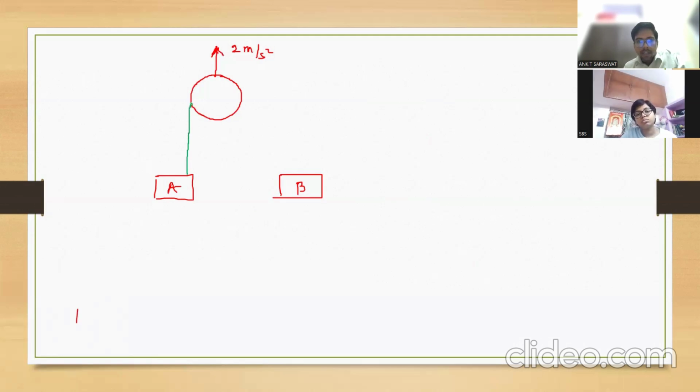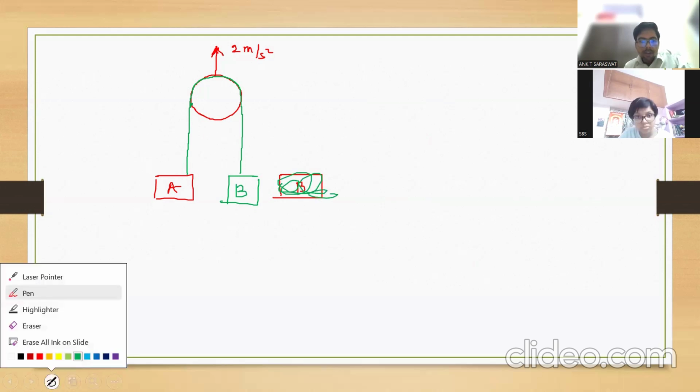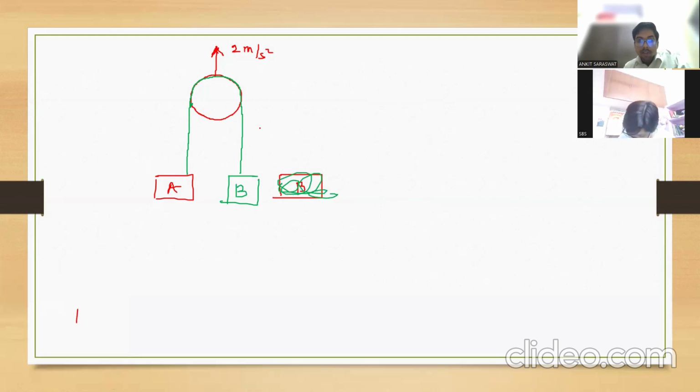This is the starting end. The string starts from here on the pulley, goes to end here, and after that is connected to block B. Don't draw here, okay? Now, one more concept I'm saying. How many ends? This is the end which is connected with the pulley. One more end. Clear? Yes, sir.